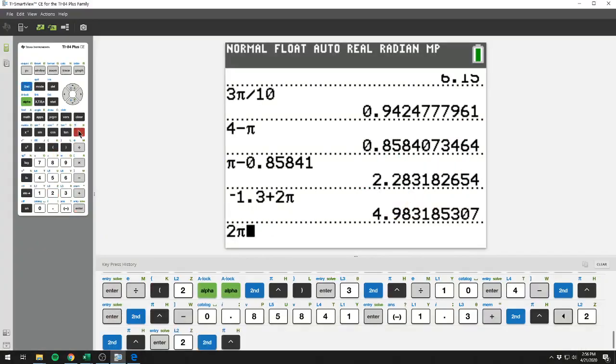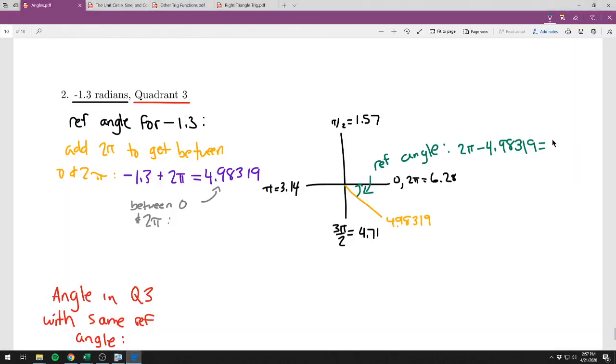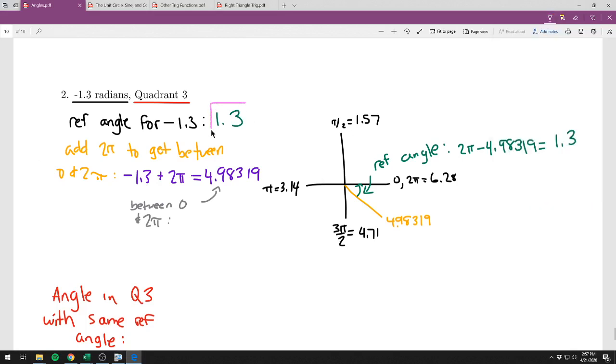One thing you can do on this calculator, which I didn't do in the first one, is if you want to use this whole number instead of typing in what I did before, you can hit second and the answer, and it will type this in. So it's 2 pi minus this, and you get 1.3 back. All right, so the reference angle for negative 1.3 is 1.3. And we want to finish up: we want the angle in quadrant 3 with a reference angle of 1.3.